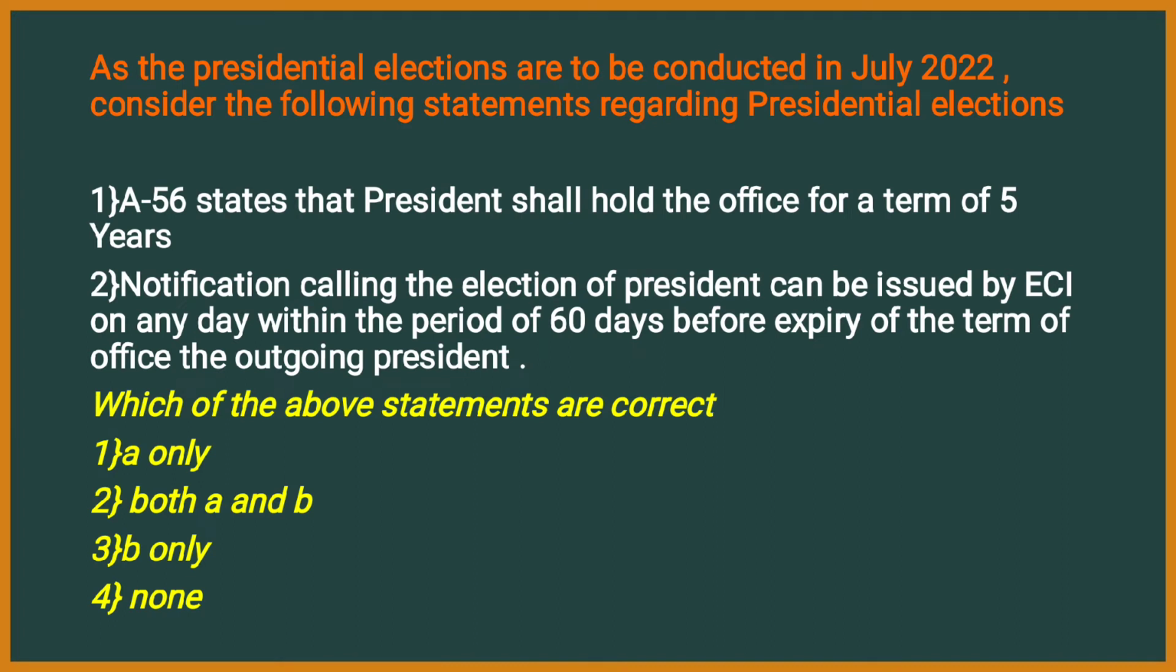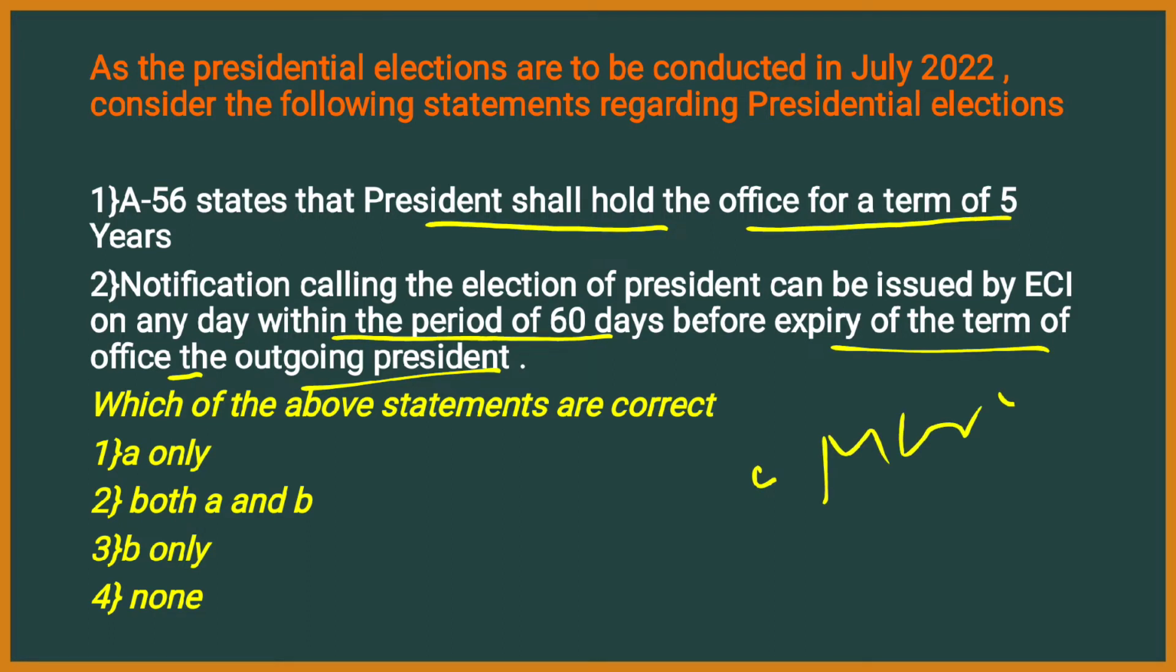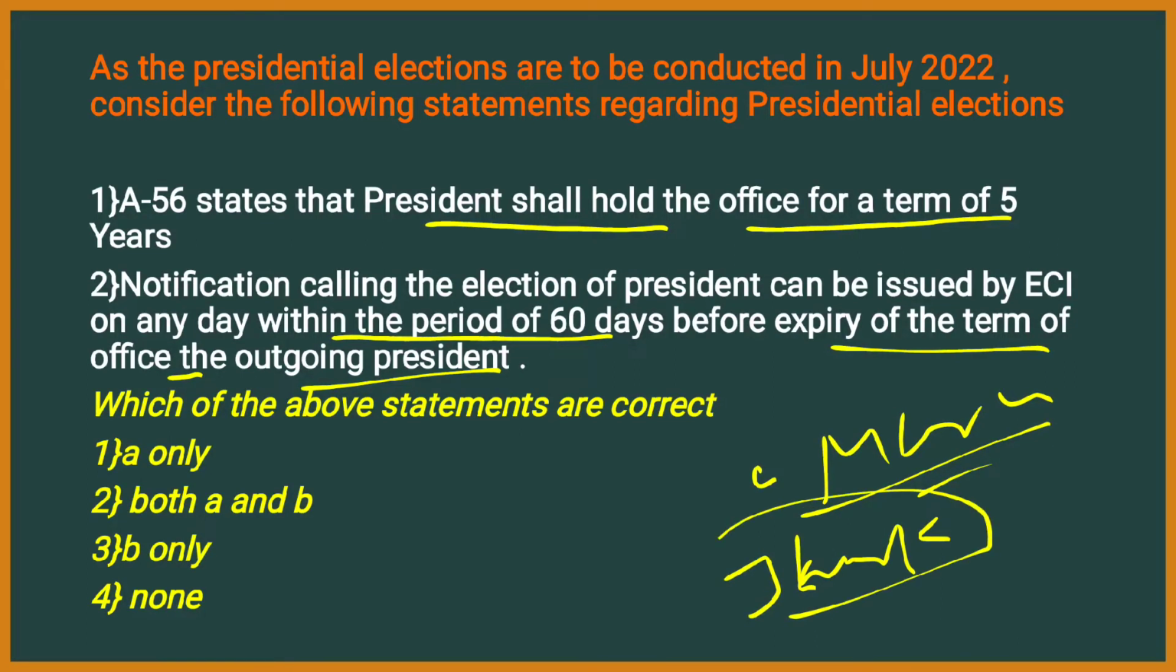As the presidential elections are to be conducted in July 2022, consider the following statements regarding the presidential elections. First, Article 56 states that the President shall hold office for a term of 5 years. Second, the notification calling the election of the President can be issued by the Election Commission of India on any day within the period of 60 days before the expiry of the term of office of the outgoing President. And third, we all know that the upcoming President will be Droupadi Murmu, and she is from the Santal community. Santal is mainly concentrated in the Jharkhand district.